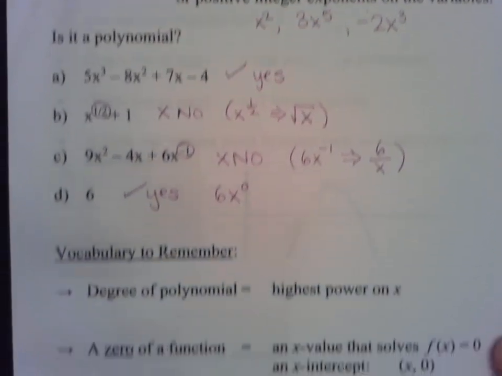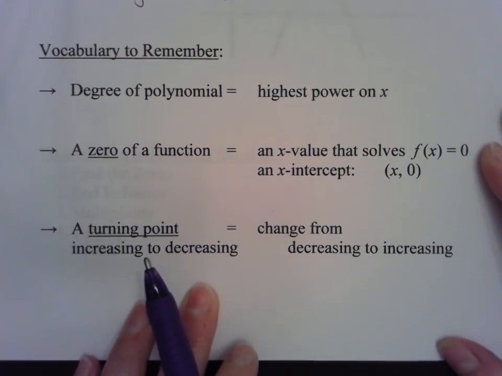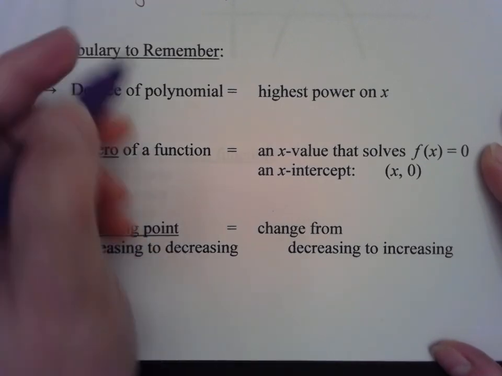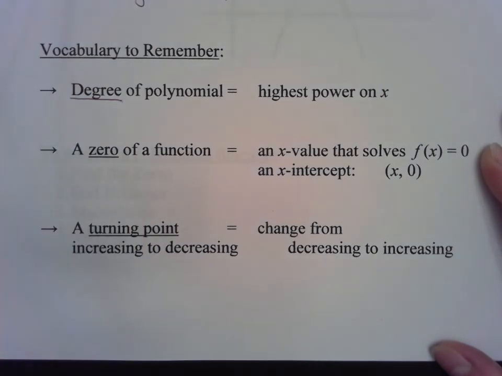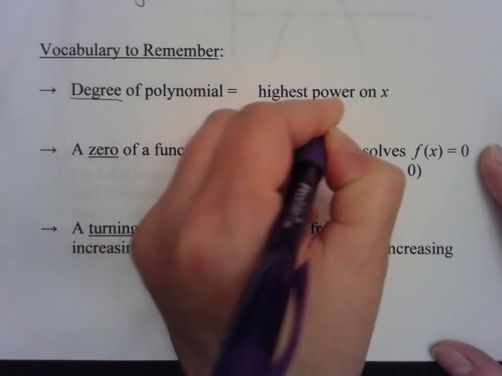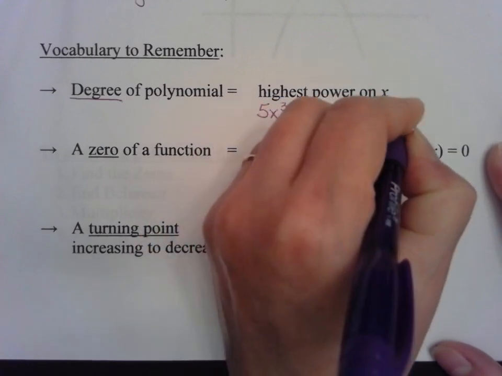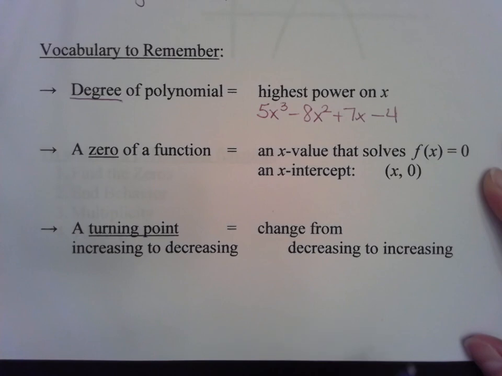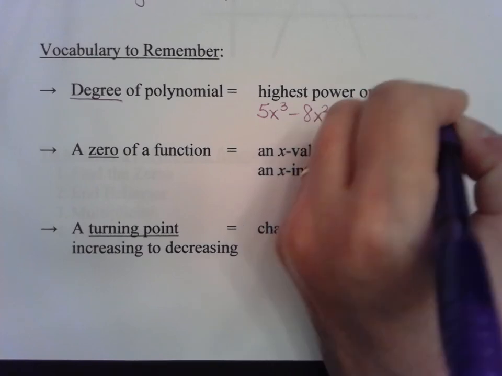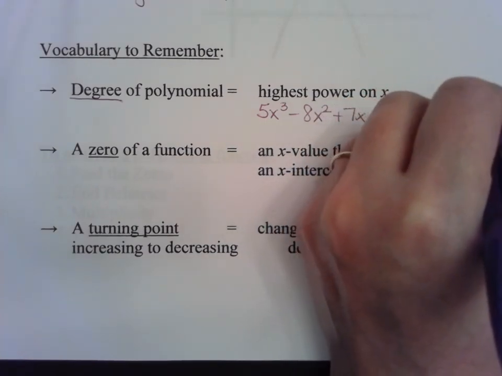There's also some vocabulary that would be good to review before you head into this chapter. So the first one would be the degree of a polynomial. The degree gives the highest power on x, or I say x, but whatever variable we're dealing with. So in part A up there, we had 5x to the third minus 8x squared plus 7x minus 4. The degree would be the highest power on x. That's this 3. So for this polynomial, the degree would be 3.